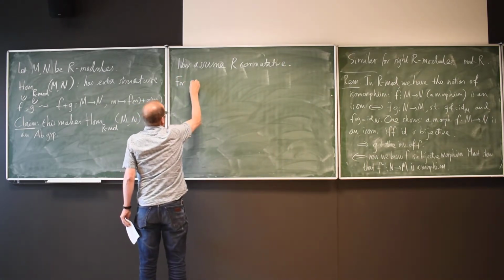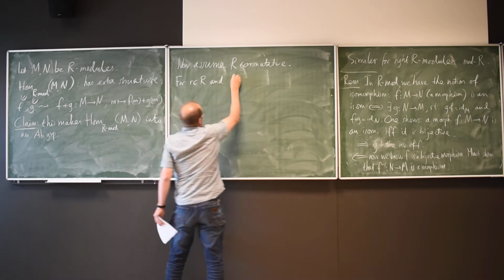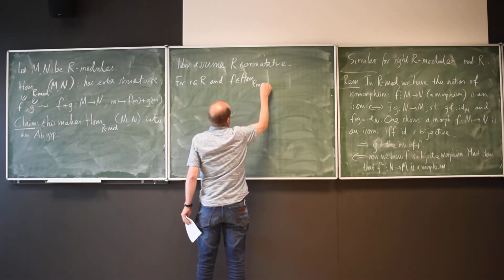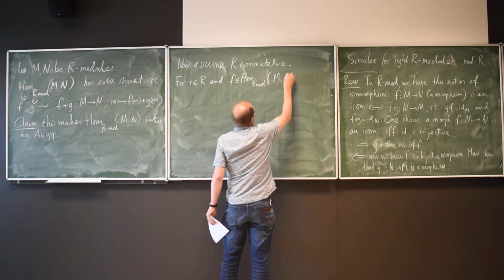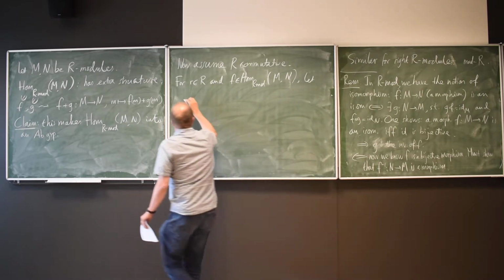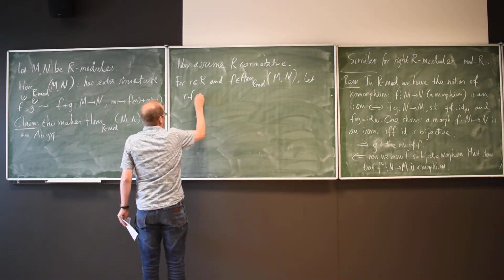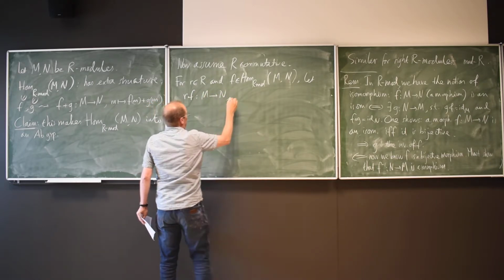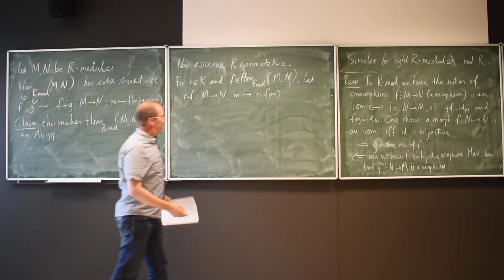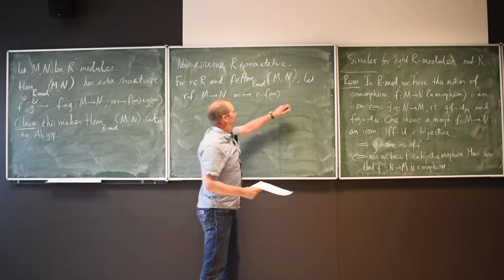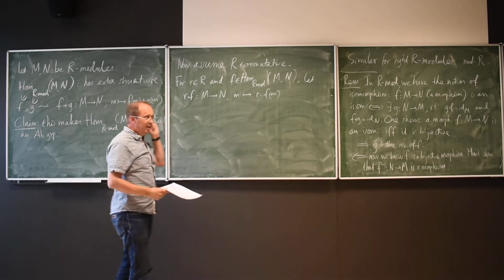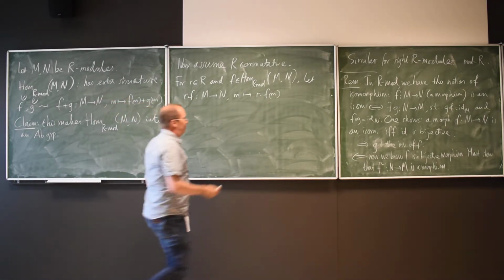for r in R and F in Hom R-mod of M, N, we let r times F from M to N be the map that sends m to r times F of m. So this makes sense, right? F of m is an element here, N is an R module, I can multiply by r, and I get r times F of m. And I claim that this is a morphism.